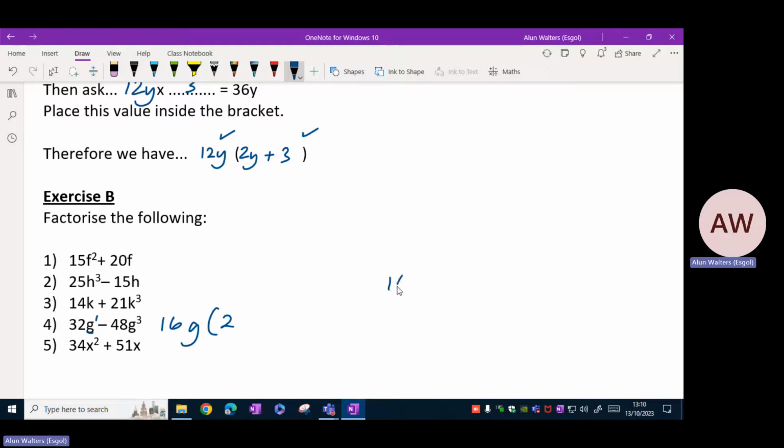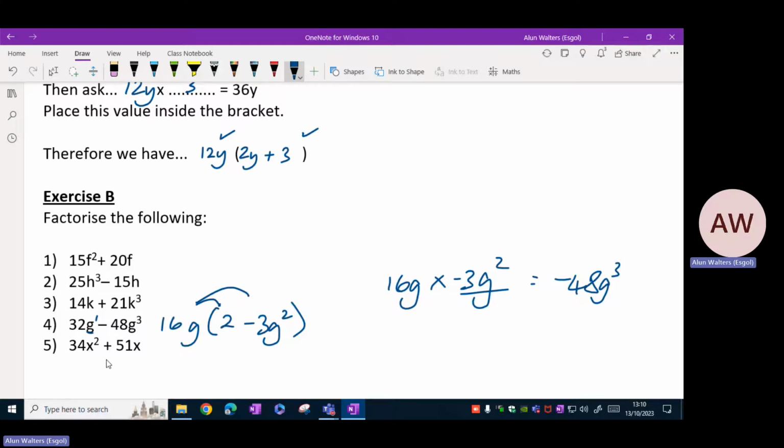What do you multiply 16G by to give you negative 48G cubed? I'll write it over here. What do you multiply 16G by to give you a negative 48G cubed? And you would multiply it by a negative 3G squared. So you put this in here. Okay, and if you were to multiply that term out, multiplying that by that, then that by that, you will get the expression shown.